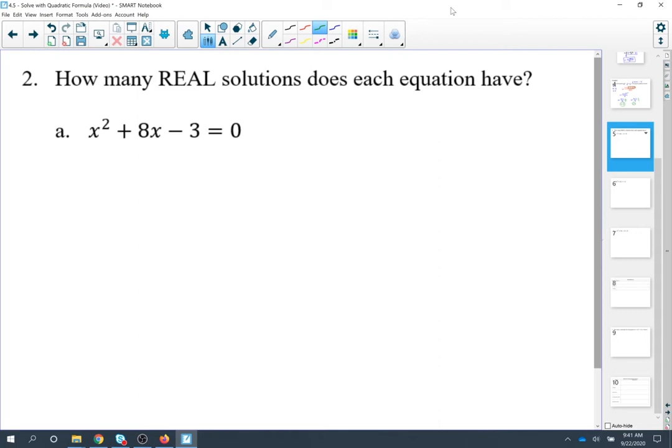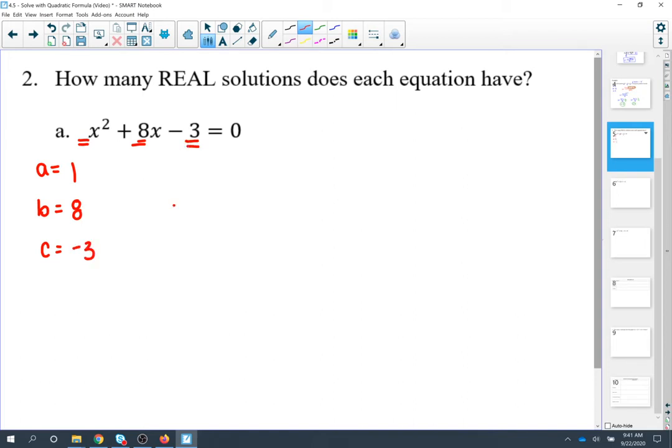Example 2. How many real solutions does each equation have? So in order to figure this out, we're going to start by using the quadratic formula. I'm going to make sure that my equation is equal to 0, which it is, and then I'm going to identify my A value, my B value, and my C value. A, in this case, is just a positive 1, B is 8, C is negative 3.